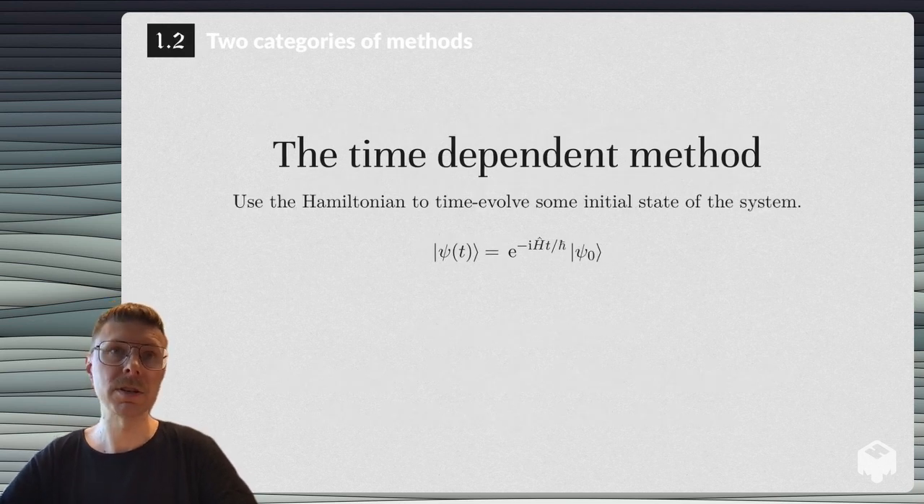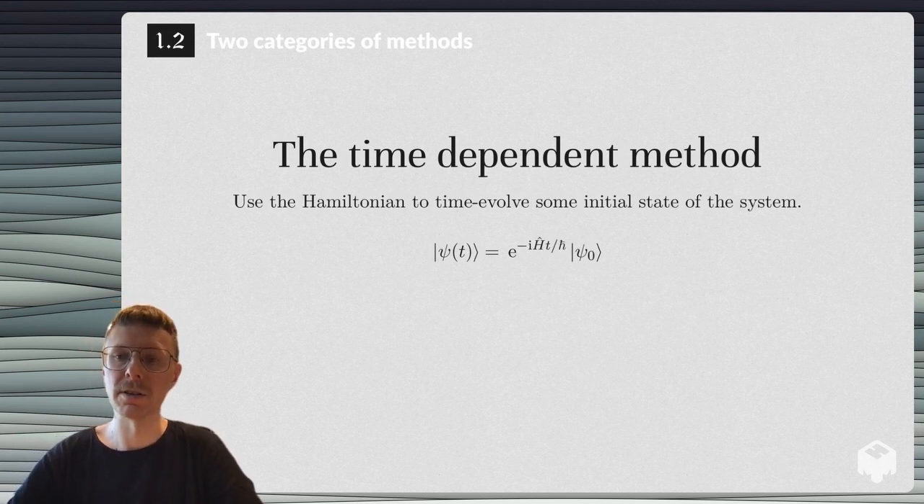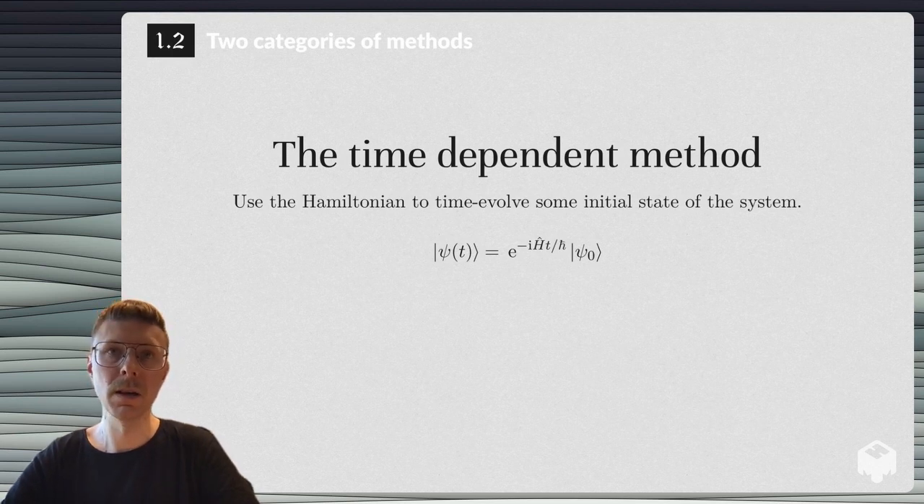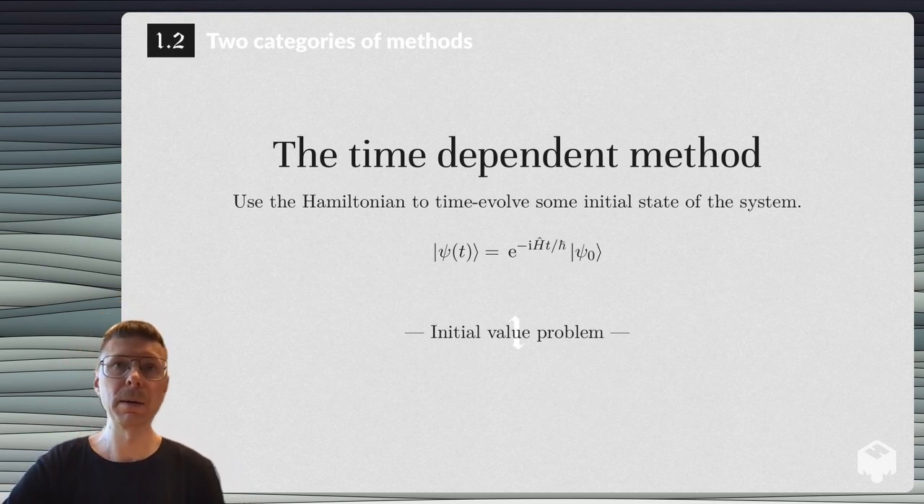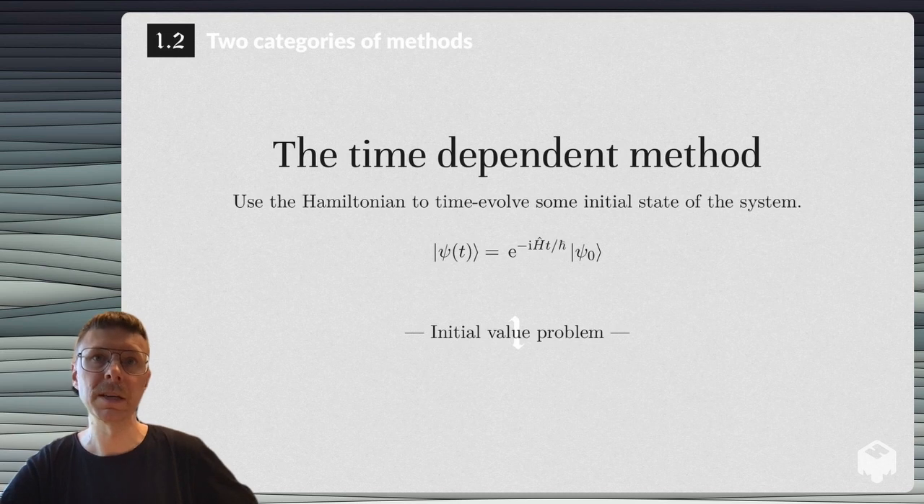The second approach is to use time-dependent methods. Here we use the Hamiltonian for the system to do time evolution from an initial condition, an initial state of the system. So the working equation is shown here. You have psi of t equals some time evolution, e to the minus i times the Hamiltonian times t, acting on some initial state. So instead of an eigenvalue problem, we have an initial value problem, formally speaking.